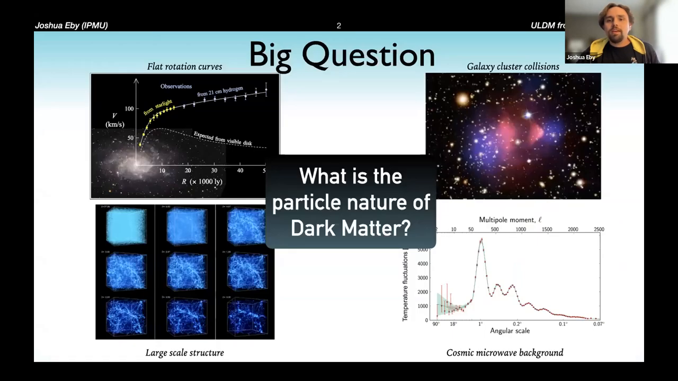I won't spend a lot of time motivating the general question. The general question is, we think that there's dark matter in the universe, in galaxies, in fact, in our solar system, on the Earth, and we'd like to detect it in a particle detector. That's kind of the holy grail of dark matter science. That's how we will really discover its particle nature and its properties.